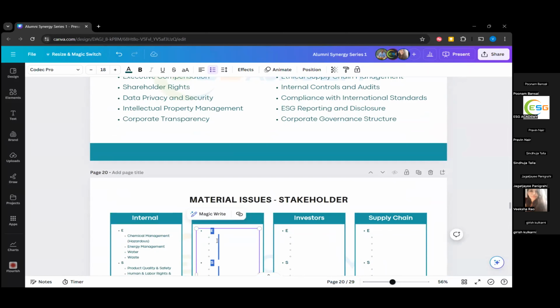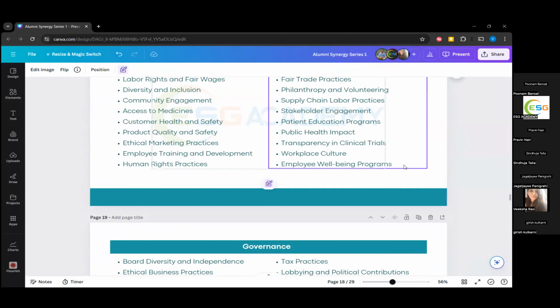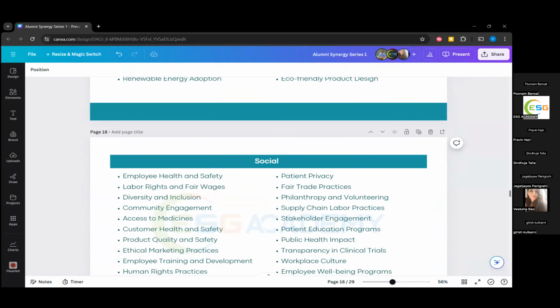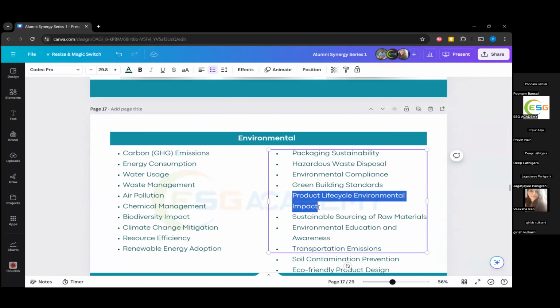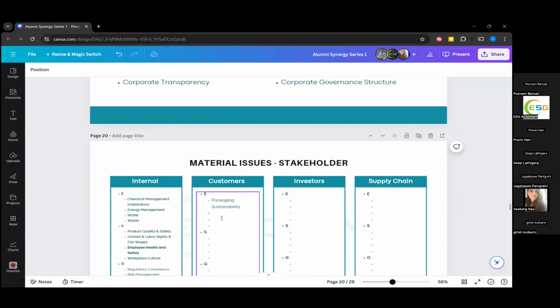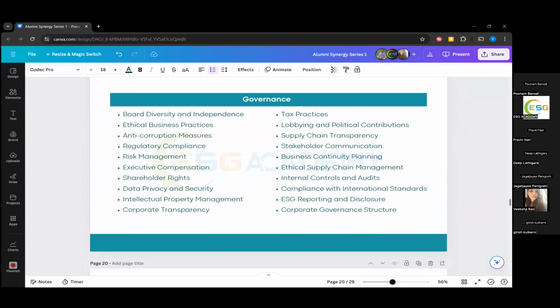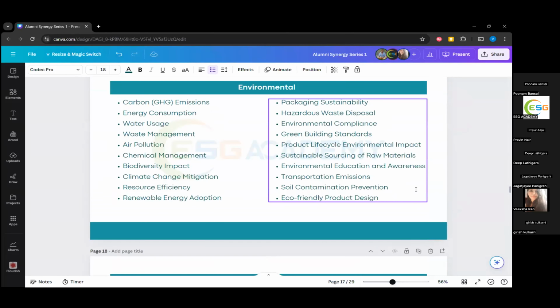Because the customer is mostly interested in that. Eco-friendly product design. Again, the product life cycle, environmental. Yes, product life cycle also. Sir, biodiversity impact also. Okay. So we'll be able to have only four here. So there are now two and two more. Packaging and eco-friendly design. Yes, right.